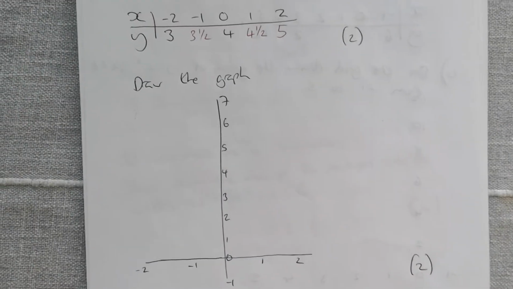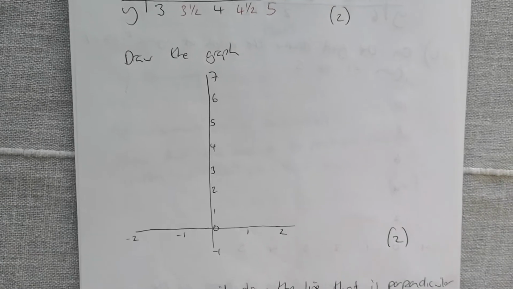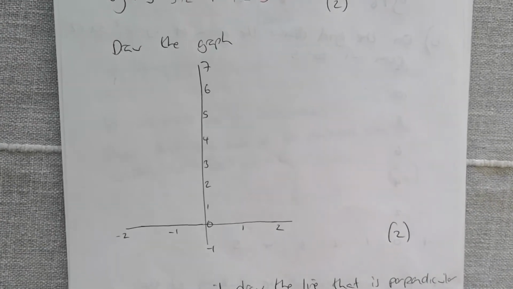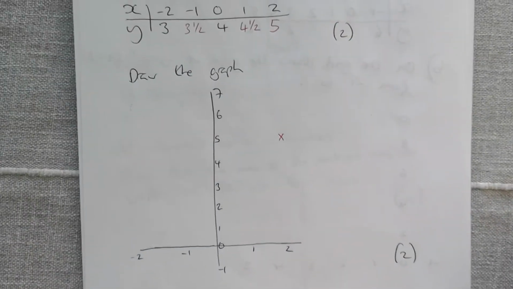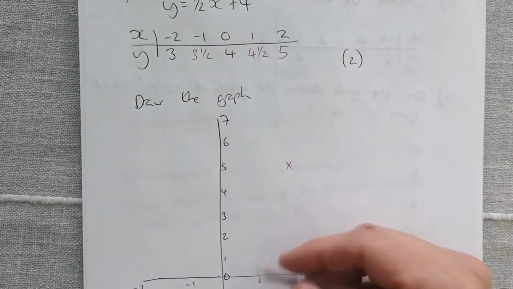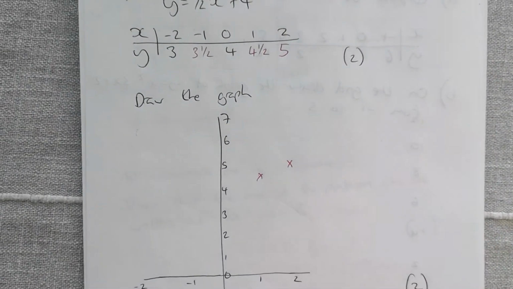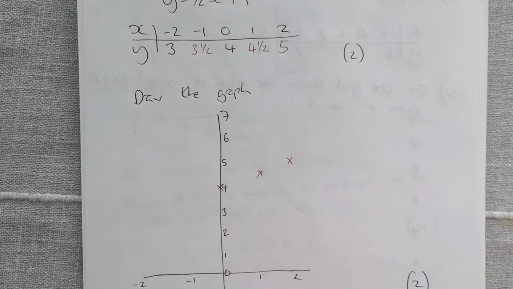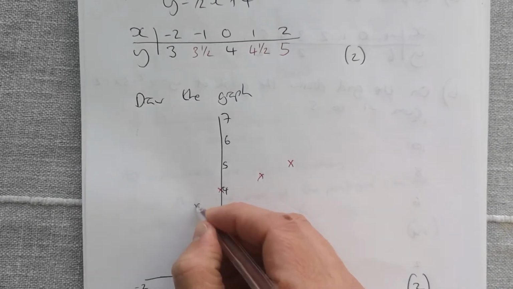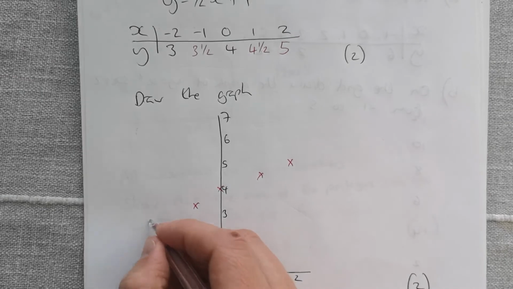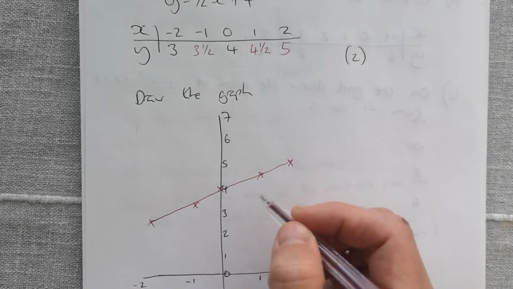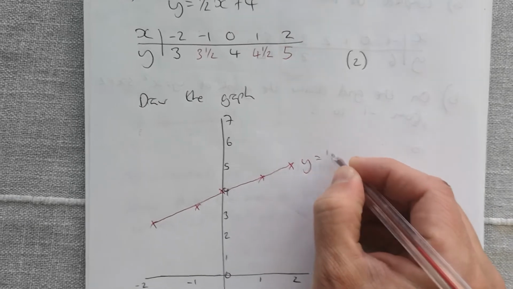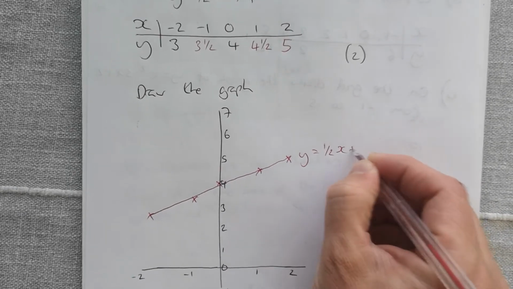Draw the graph. Okay, so again, hopefully you've got a neater diagram than me. It's difficult, isn't it? Not having all graph paper and stuff like that at home. 2, 5 is one first point, 1, 4.5 is the next point, 0, 4, minus 1, 3.5, and minus 2, 3. Get your ruler. Obviously I'm using my ruler right now, you can see that. And that's y equals a half x plus 4.